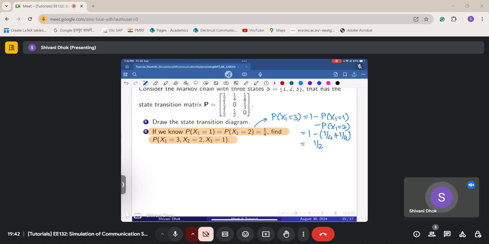But what we need to find out is probability of x1 equal to 3, x2 equal to 2, and x3 equal to 1. So this joint probability we need to figure out. We need to find probability that x1 equal to 3 and x2 equal to 2 and x3 equal to 1. So basically this is intersection. When we have comma separated, this implies intersection.